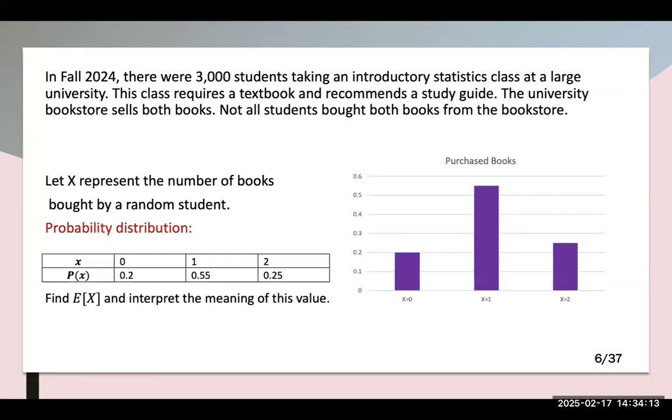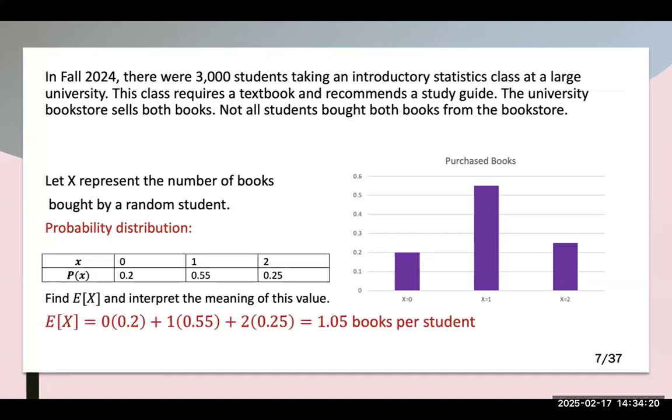So recall that to find the expected value, we take the x value and multiply by the probability for each x value, and then we just add those numbers up. So we're going to take 0.2 and multiply by 0, 0.55 and multiply by 1, and 0.25 and multiply by 2. And you should get 1.05. And that is, remember that x is the number of books bought by a random student, so we expect 1.05 books per student. What does this number really mean?